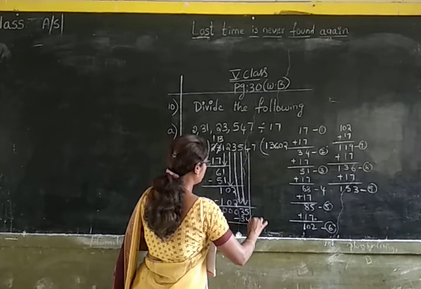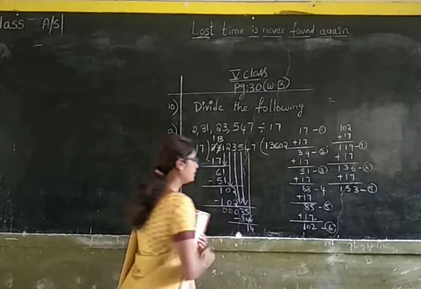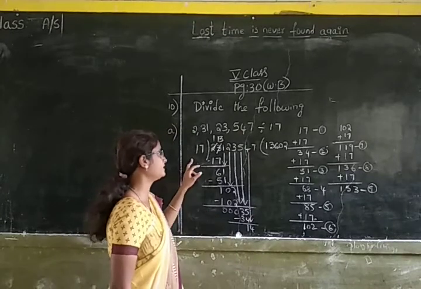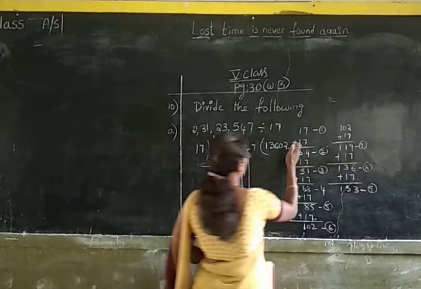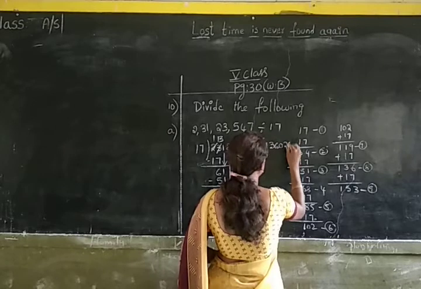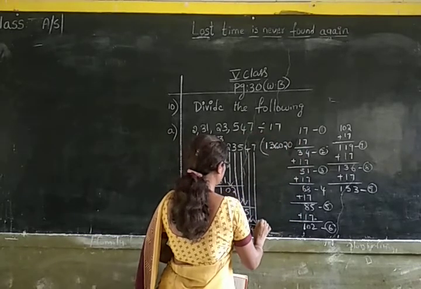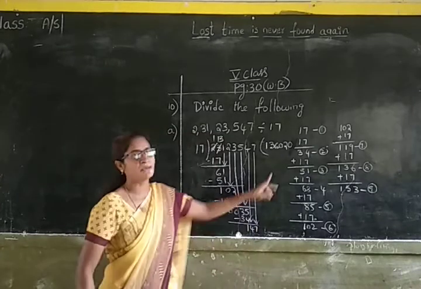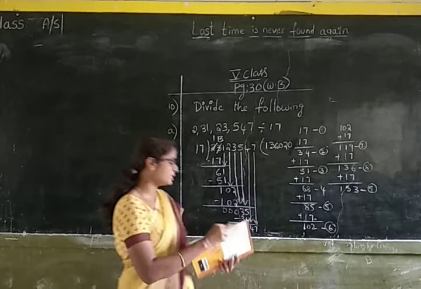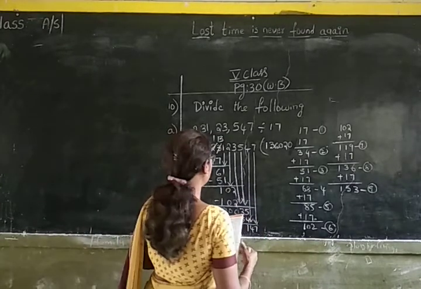Bring down 4. But 14 is smaller than 17. So what you have to do is put 0 in the quotient and bring down 7 also, because here we are bringing down two numbers at a time.